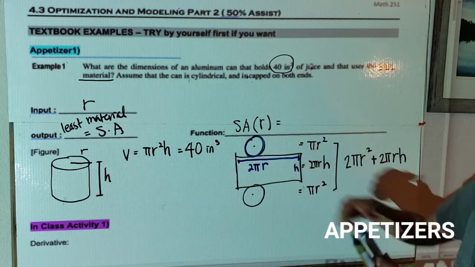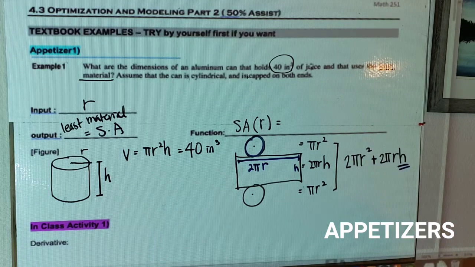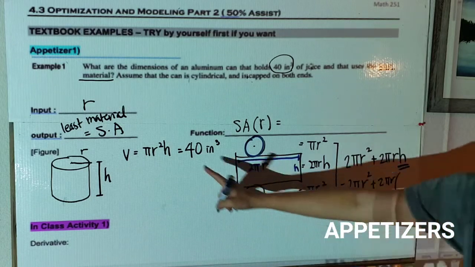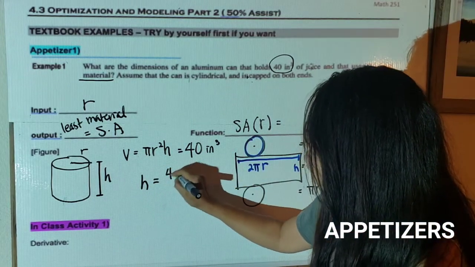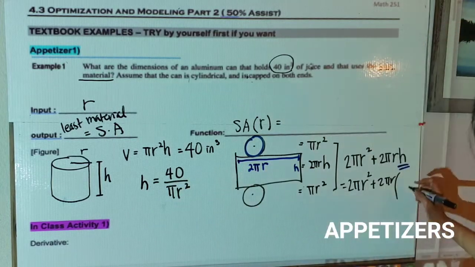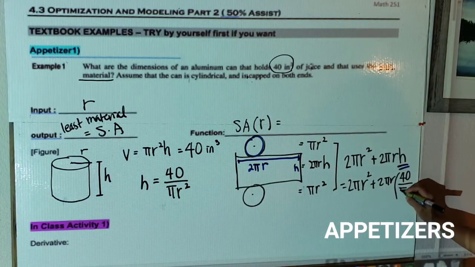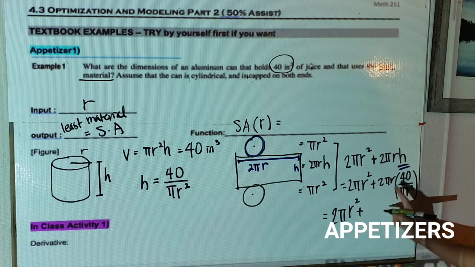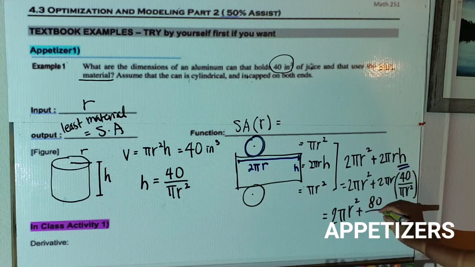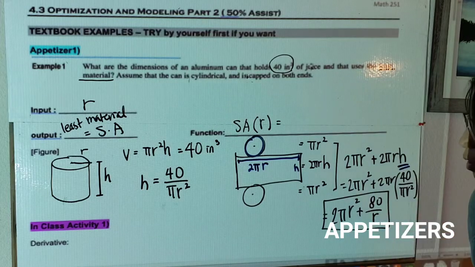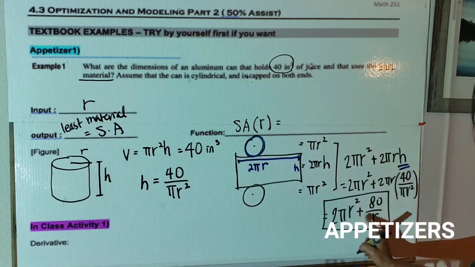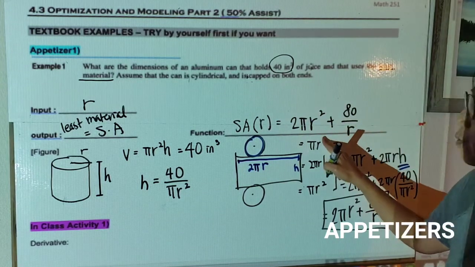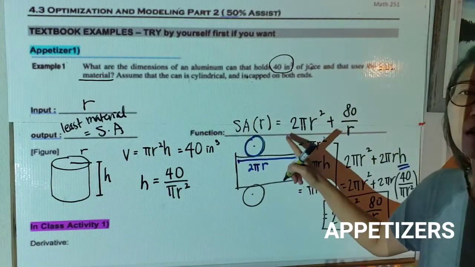But as we mentioned, in the function we cannot have the H here. So how can we rewrite this? 2 pi R squared plus 2 pi R H, we can rewrite with H equal to 40 over pi R squared. So replace it with the number 40 over pi R squared. Then after simplifying, we get 2 pi R squared plus 80 over R as my equation. So my function is going to be everything written in terms of R, and that's the relationship between radius and surface area.